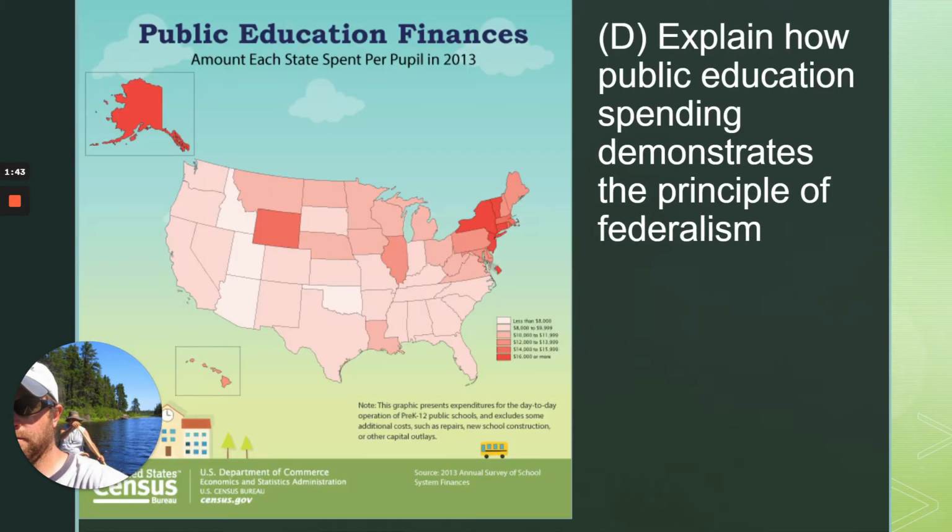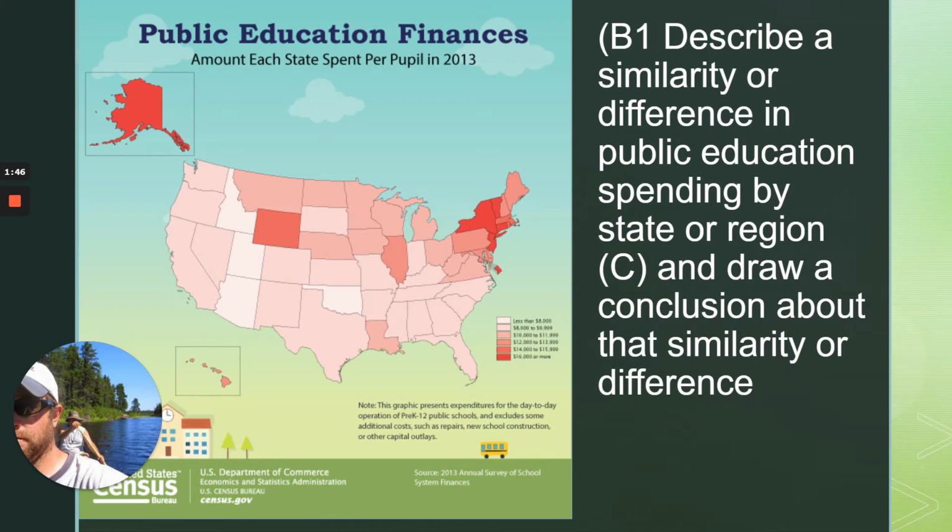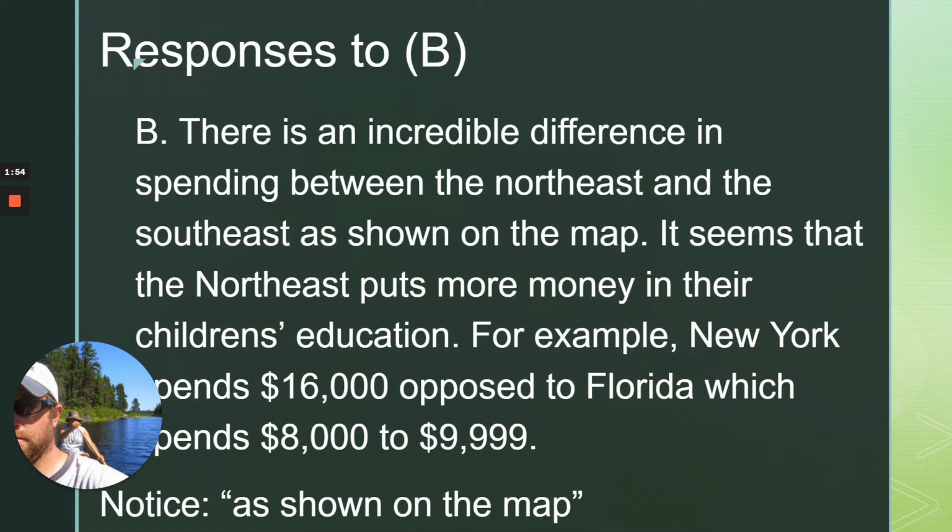Now for B, you were asked to describe, the first thing, you're asked to do two things in B. The first thing was to describe a similarity or difference in public education spending by state or region. So the first thing you want to do, again, is just to repeat the language of the prompt and start with like a difference in education spending is, or a similarity in education spending is. Now this response right here, they did both. They did it by region first and then specifically by state. So those students that did that, it helped clarify your thinking, especially the problem is with regions, as we see with this next one here.